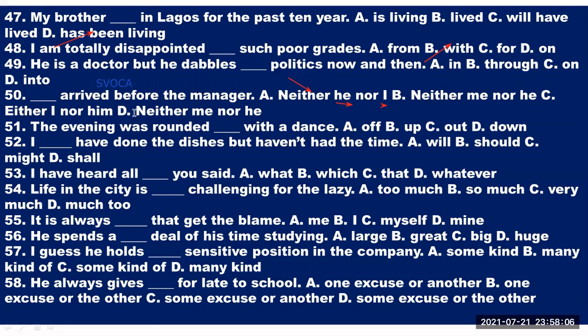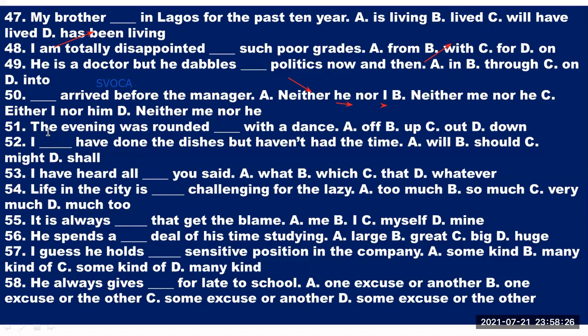Then option C, neither I nor him. You cannot say him arrived. You can only say he arrived. Neither me nor he. You cannot say me arrived. All right, so the correct option is A. Neither he nor I arrived before the manager.